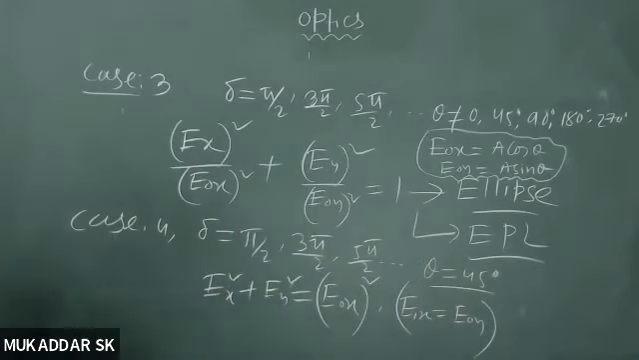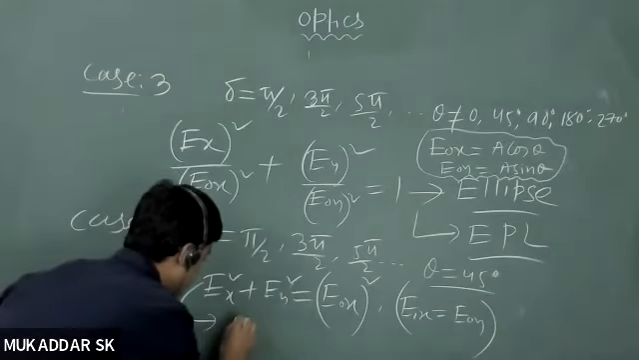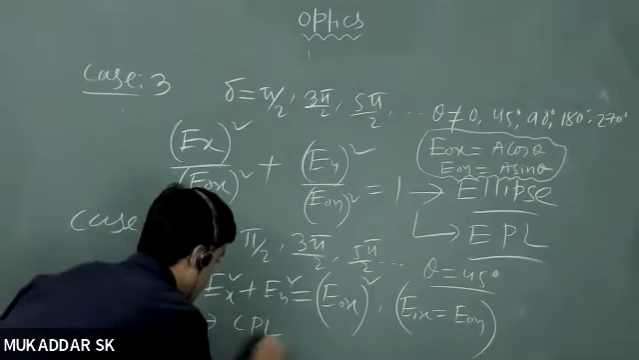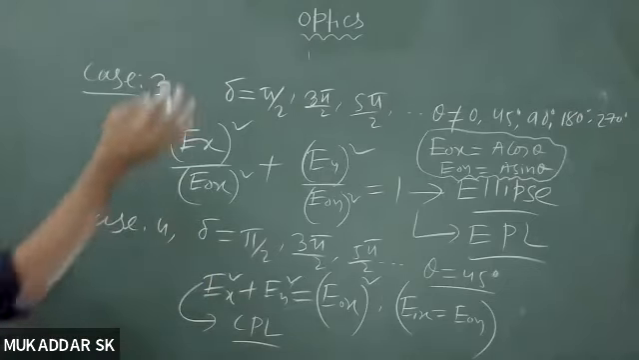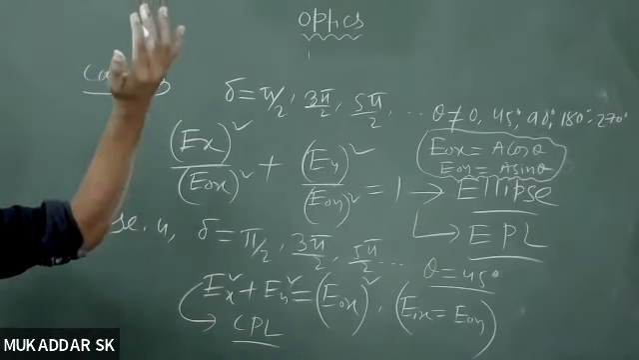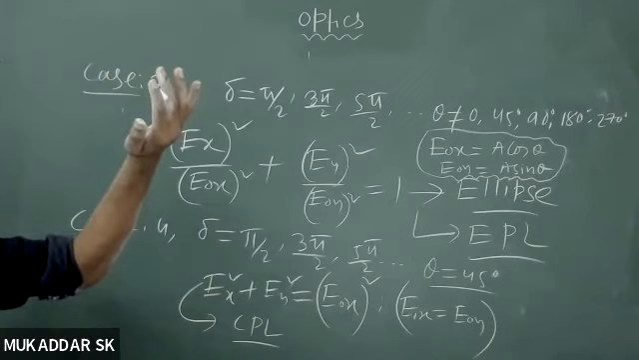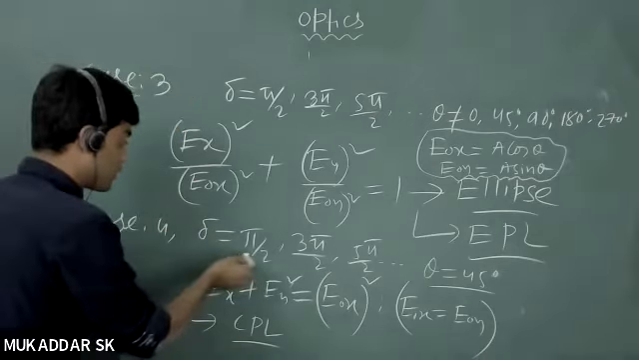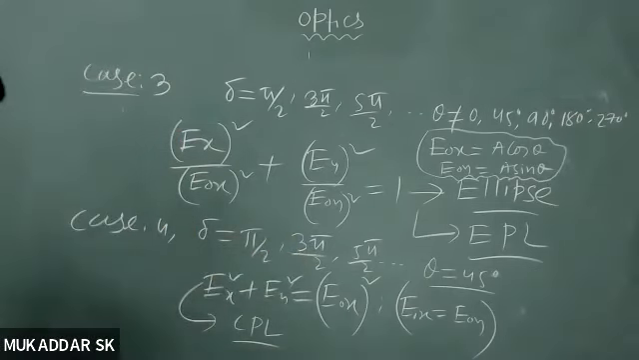So this is actually the equation of a circle, right? So the emerging ray will be circularly polarized light. So if the incident ray is at an angle of 45 degree with respect to the optic axis, and the phase difference between the two emerging rays is pi by 2 or 3 pi by 2 or 5 pi by 2, in that scenario the emerging ray will be circularly polarized light.